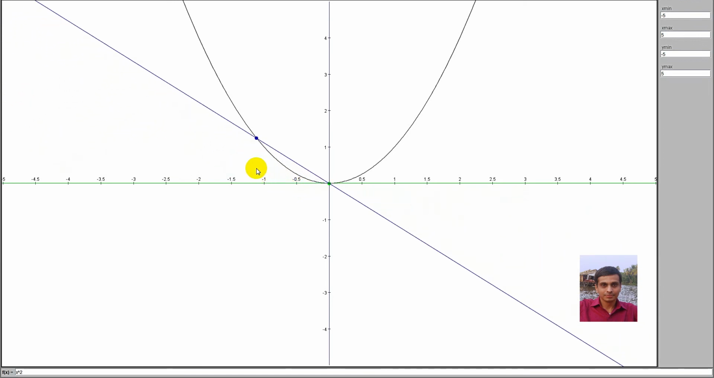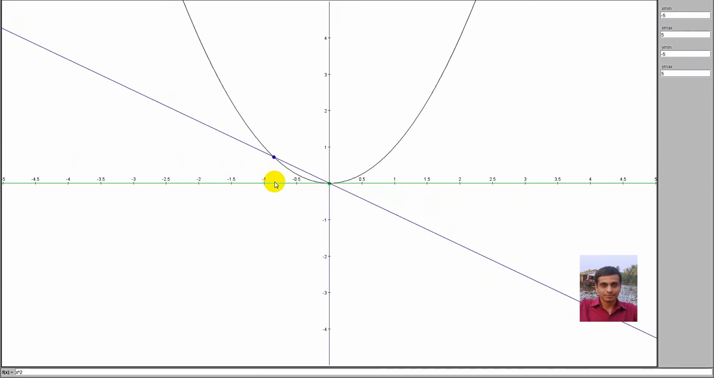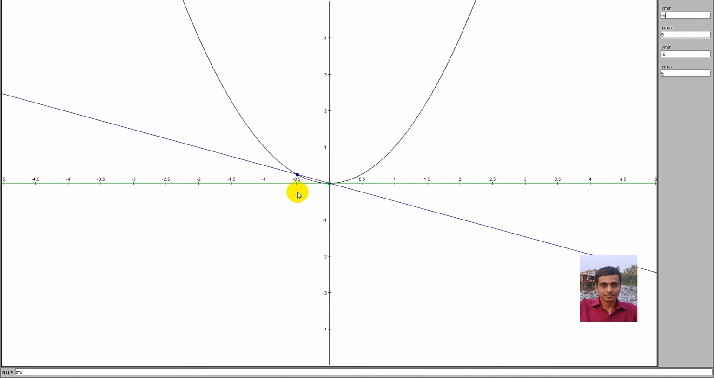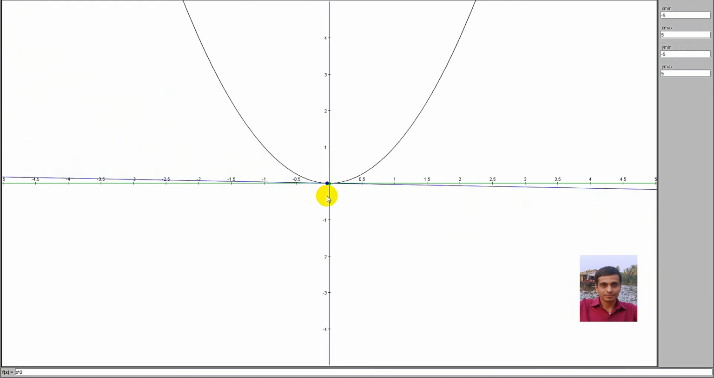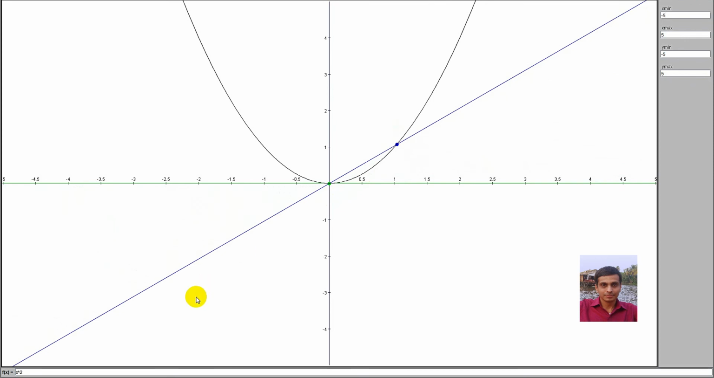Similarly, from the left hand side, I am trying to achieve the limiting position of the secant line, this time through the left hand side of the origin, and I have no trouble in achieving the limiting position of the secant line. As you can observe, these two lines coincide in the limiting position. So I'll explain one more idea here.